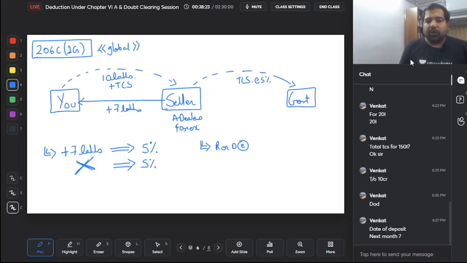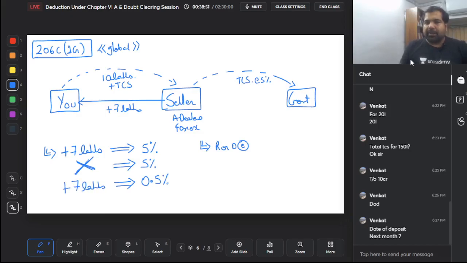And what about if you're sending this for an education loan? Let's say you have an education and you've taken a loan for that education. Lots of people go abroad for studies, guys, and they have to pay fees to their universities abroad. So they apply for a loan and they pay that money. If it's an education loan, the government gets a little sentimental and they reduce this TCS rate to 0.5% above 7 lakhs.